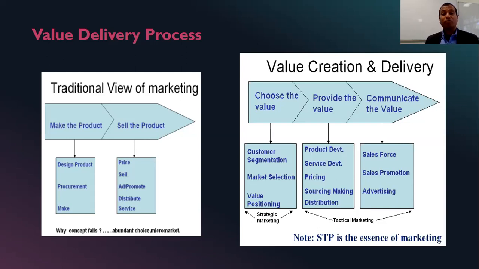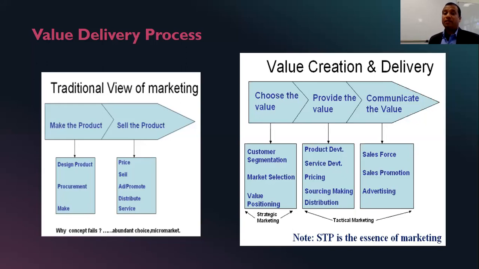Talking about value creation and delivery, it has three different chains of activities. The company needs to choose the value. Choosing the value means what offerings in terms of product and services, what unique values you are providing to your target segment or the customer. So selecting the values. Once you have selected the values, then you need to provide those values, and then finally you need to communicate those values to the end customer or consumer.